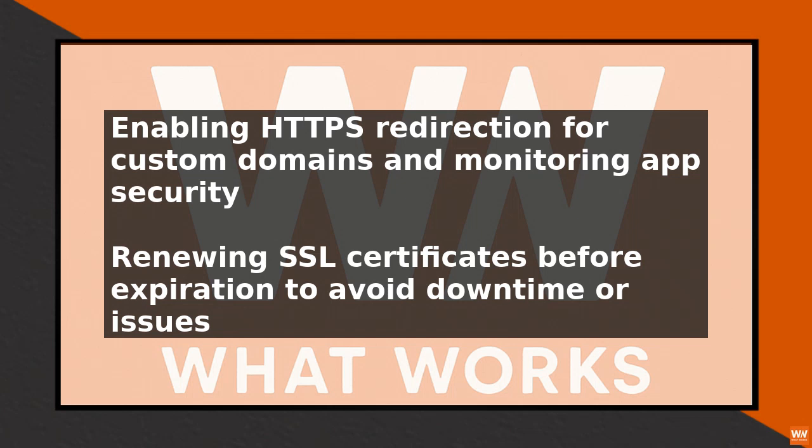Best practices for securing an AWS Amplify custom domain include using a valid SSL certificate, updating DNS settings regularly, and monitoring your app for security issues. Additionally, ensure you renew your SSL certificate before it expires to avoid any downtime or security issues. By following these steps and best practices, you can secure your AWS Amplify custom domain and provide a safe and trusted experience for your users.